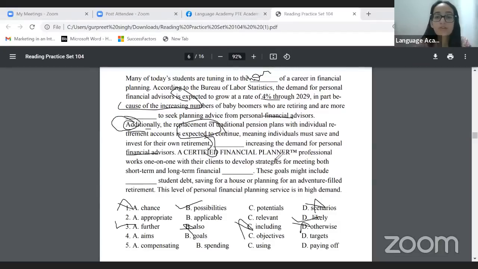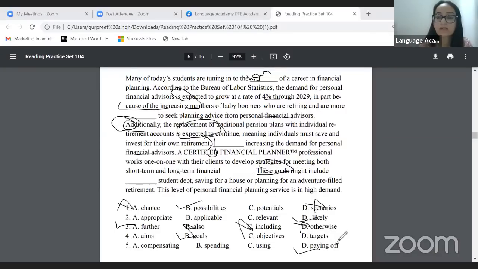A certified financial planner professional works one-on-one with their clients to develop strategies for meeting both short-term and long-term financial goals, because the next sentence very clearly says these goals. So we cannot say objectives here. These goals might include dash student debt, saving for a house, or planning for an adventure-filled retirement. So it will be paying off, which means paying back. Why are you investing your money? Because you want to pay back the debt that you have taken as a student. So that is paying off the debt.